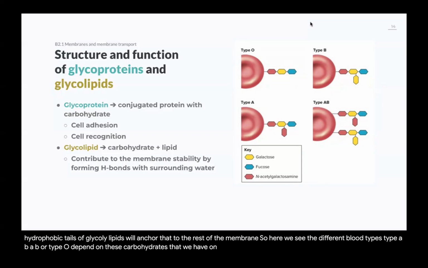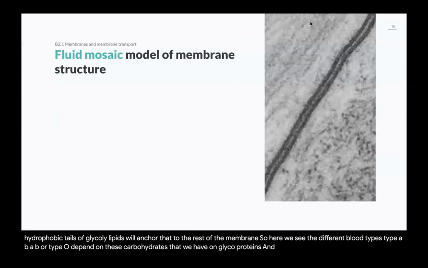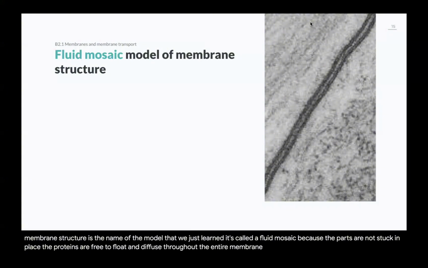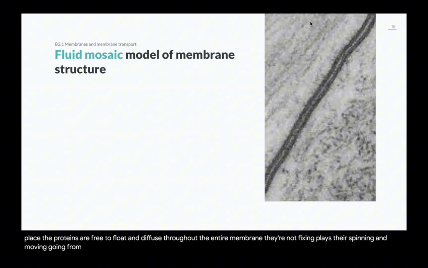And finally, the fluid mosaic model of membrane structure is the name of the model that we just learned. It's called a fluid mosaic because the parts are not stuck in place. The proteins are free to float and diffuse throughout the entire membrane. They're not fixed in place. They're spinning and moving, going from side to side. Everything is fluid. The lipids are fluid, and all these parts act together as a mosaic.